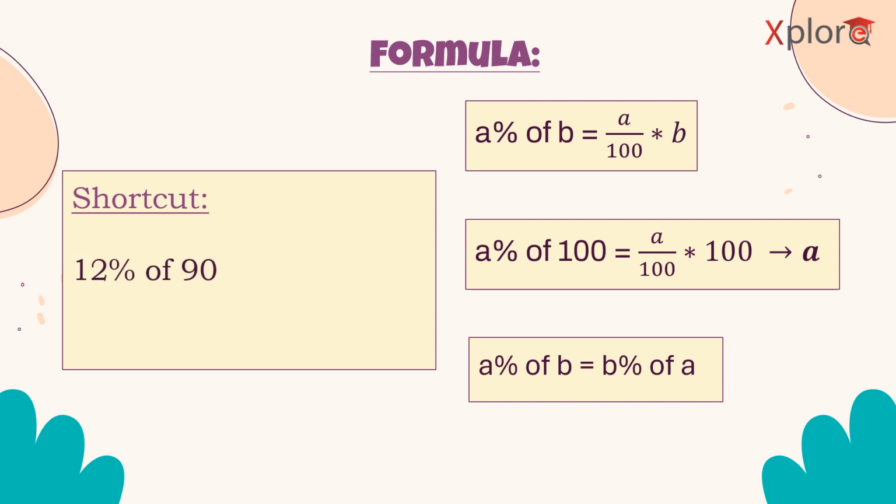Now let's see a shortcut. Let's take an example, that is A percent of B, which is nothing but 12 by 100 into 90, or else we can just multiply both the numbers. 12 into 90, that is 1080. Now we need to put a point before two values. So 10.8 is the answer. So this shortcut is really very helpful.